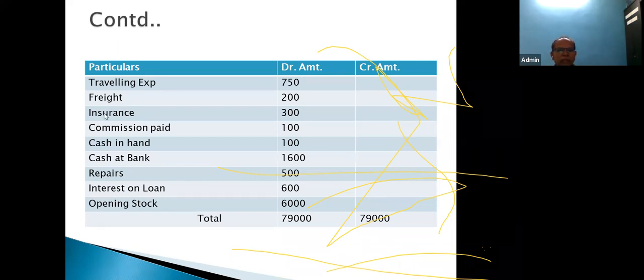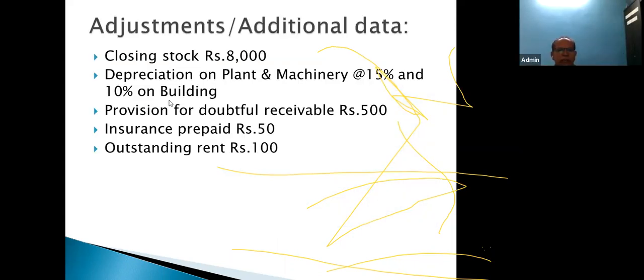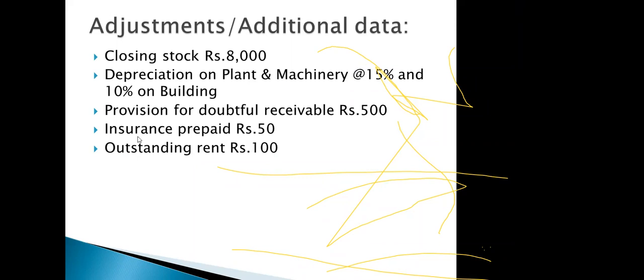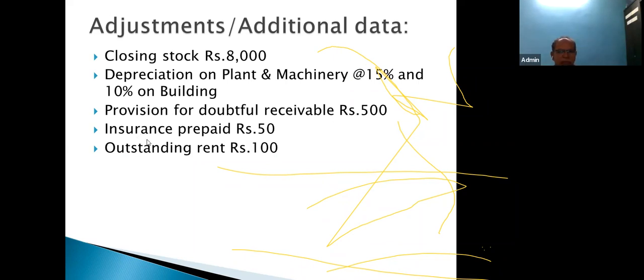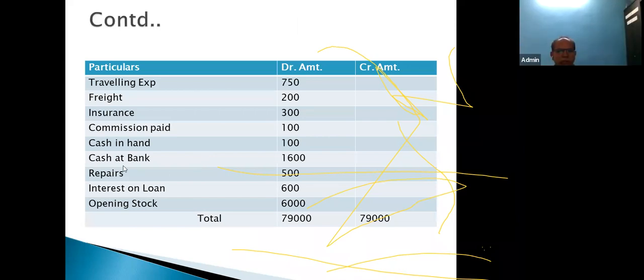Now next, insurance. While recording insurance, make sure that there is an adjustment. We have discussed it in the adjustment part. See the second last line. What is written? Insurance prepaid, rupees 50. Since there is an adjustment, while recording this insurance item, the amount will be mentioned inside the column.